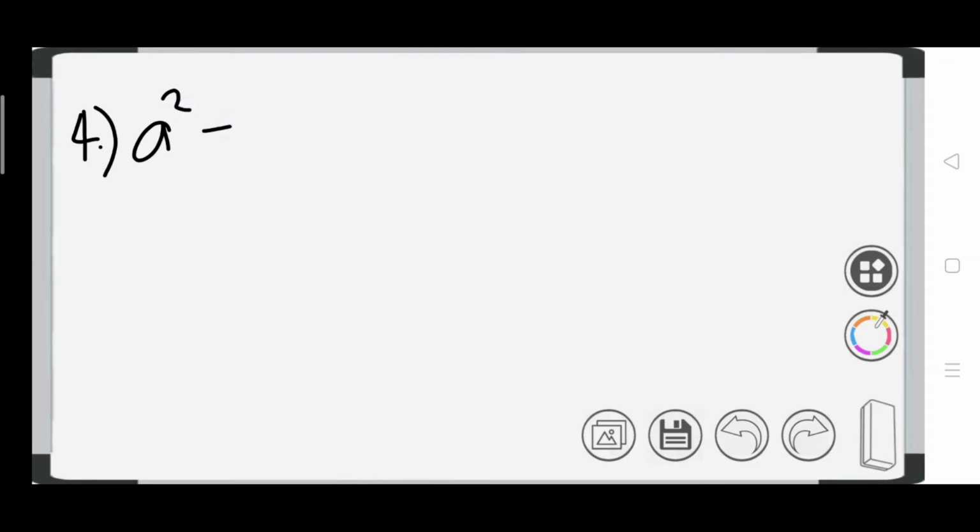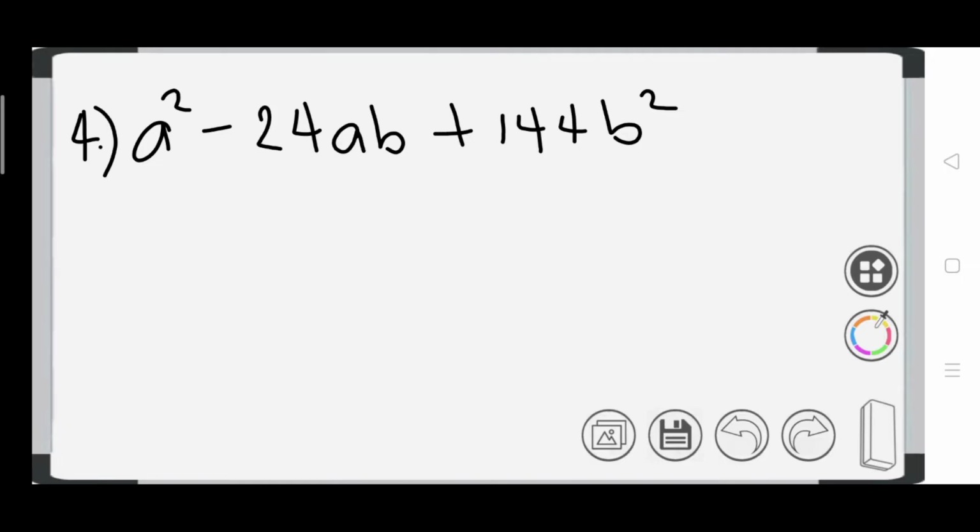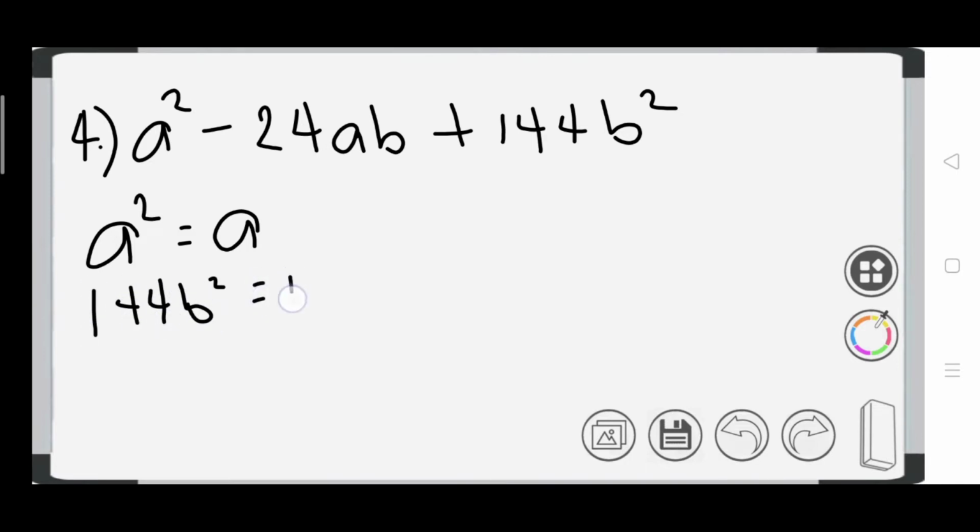A squared minus 24ab plus 144b squared. Observe nyo pala, no? Yung last term ay positive lagi. So, meron tayong a squared. Ang square root niya na a. And then, square root ng 144b squared ay 12b.